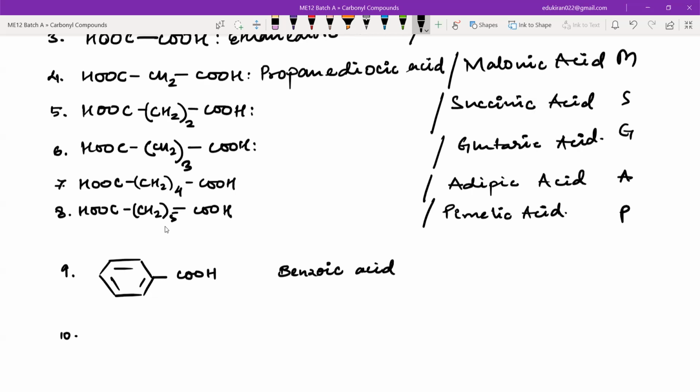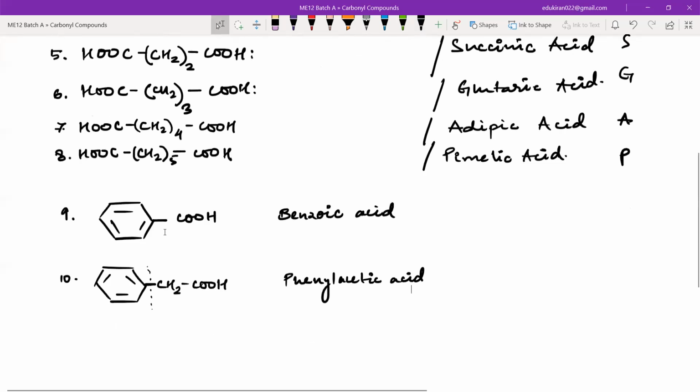But let us suppose I have something like this. Let's suppose I have a CH2 group attached, and then there is a COOH. Then this is known as phenyl acetic acid, right? Because this is the phene group. Phene is the old name of benzene. That is why we call this phenyl. And these are two carbon atoms, so we know that it is acetic acid. So this will be phenyl acetic acid.